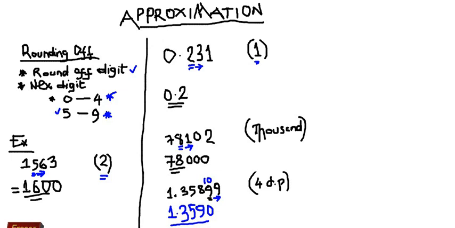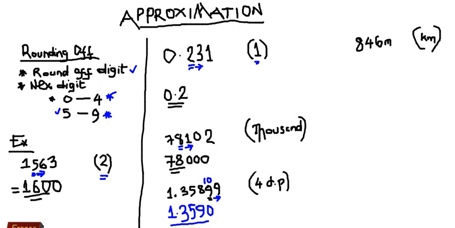And then the last criteria, we have said we can round off to the nearest unit of measurement. So for example, if we want to round off 846 meters to the nearest kilometer.